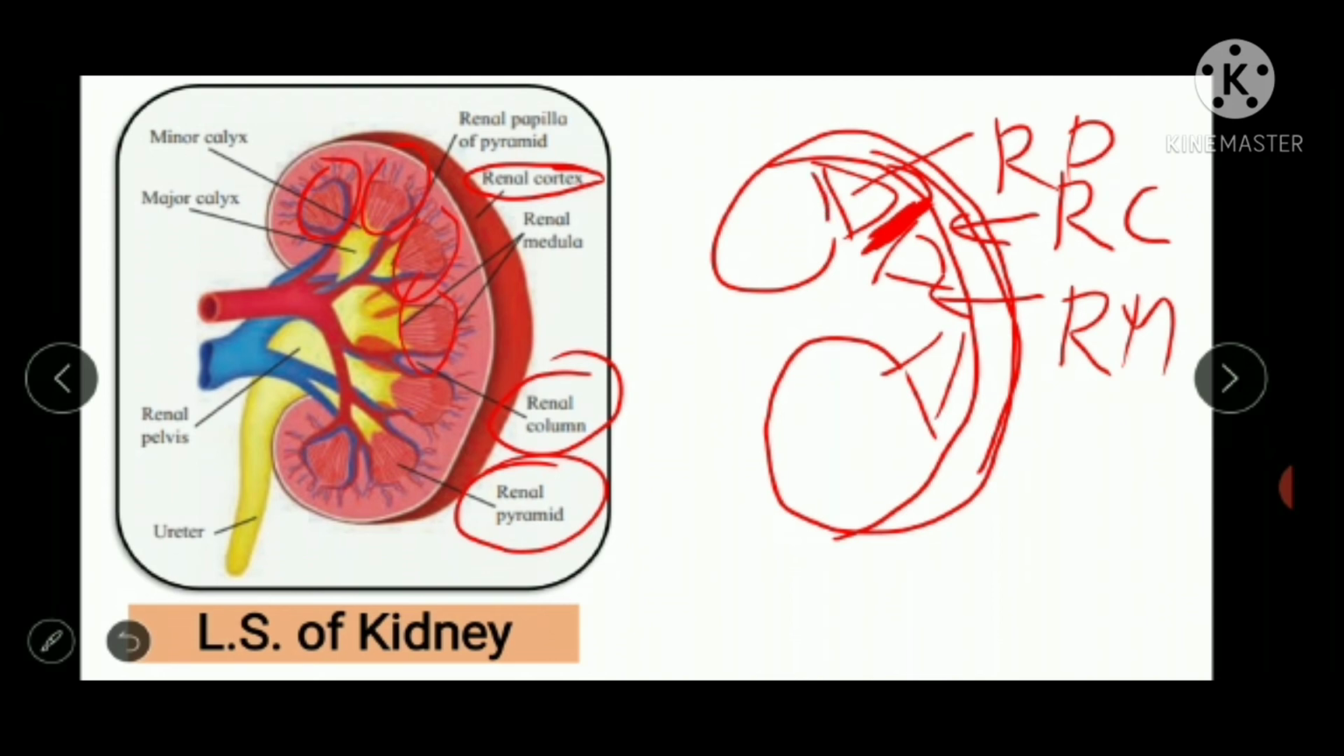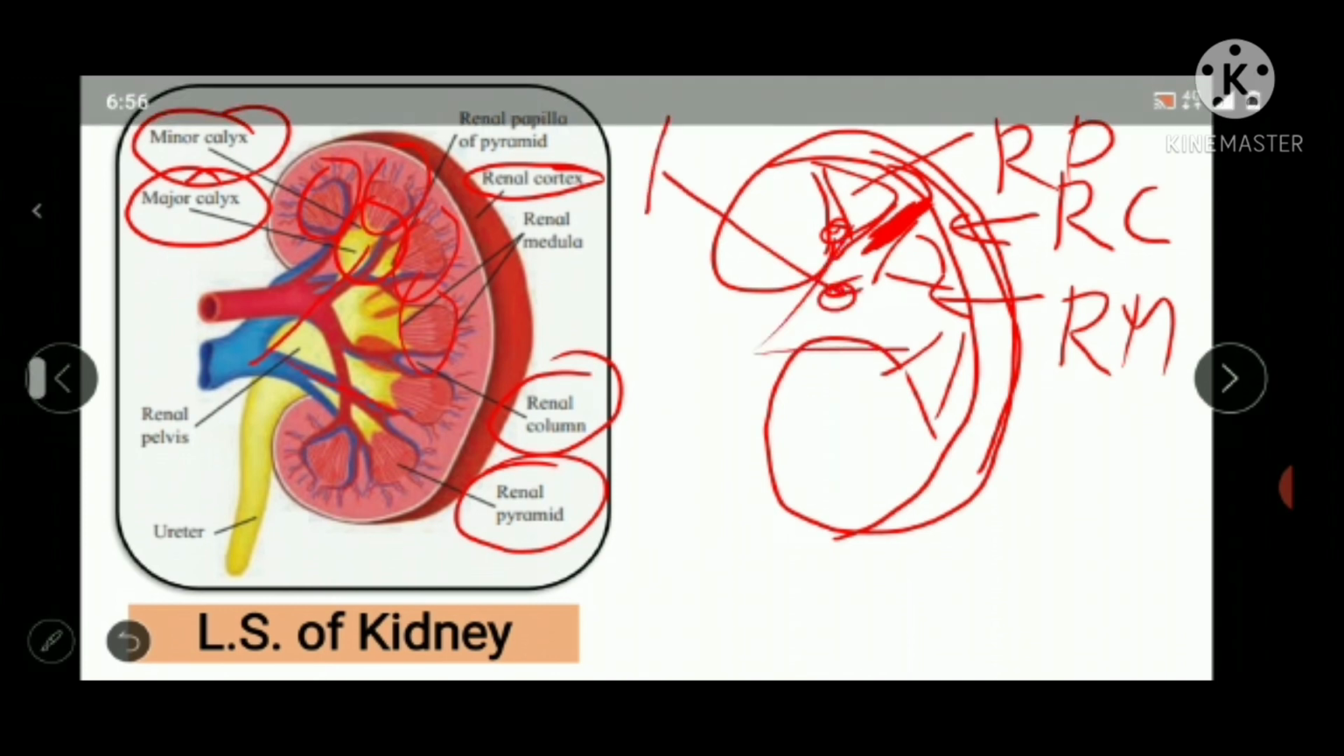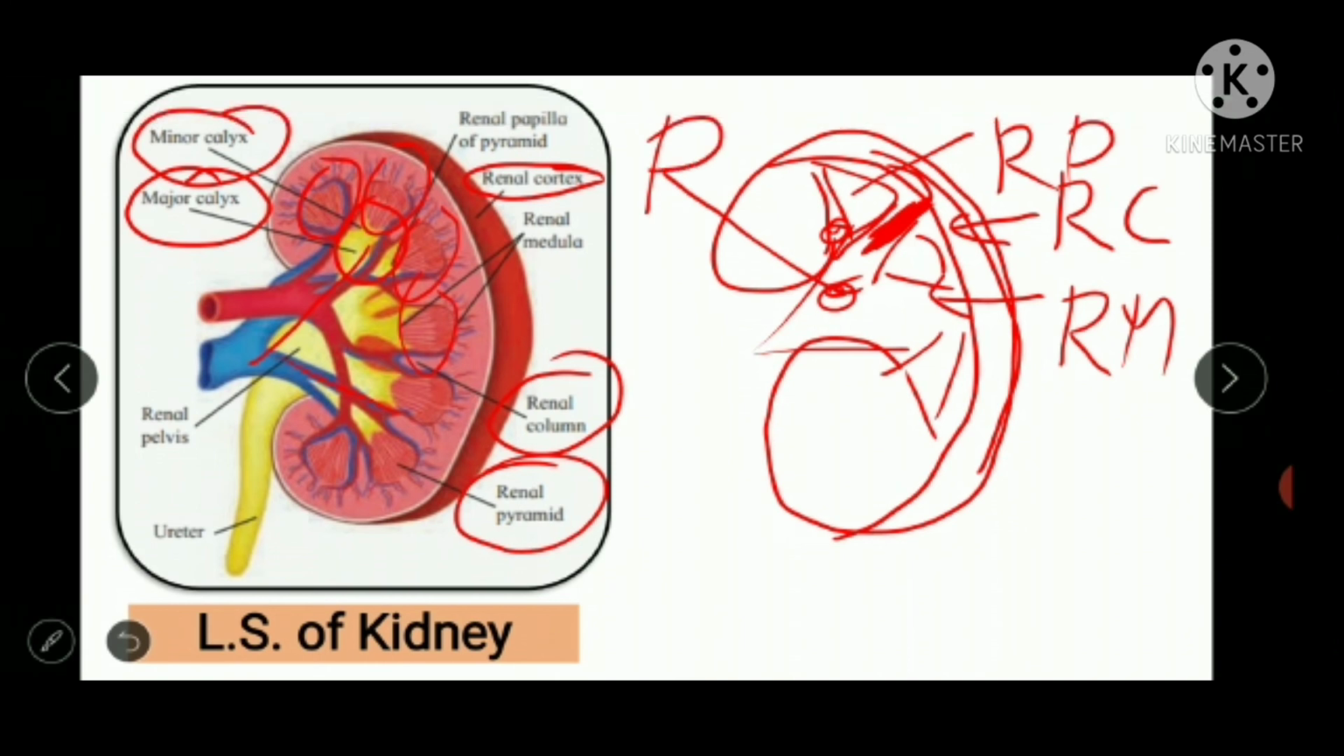This pyramid merges as a minor calyx. Here you can see in the diagram, minor calyx. Minor calyx merges to form major calyx. And here the yellow color portion, big portion you can see, this portion is called as the pelvis region. The pelvis continues as a ureter. Finally, it opens into urinary bladder and through urethra the urine is expelled out.